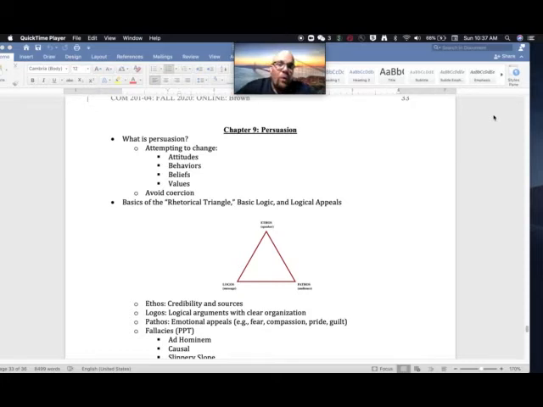And so we want to make sure that we're aware that that is something that can happen, and we want to make sure that we don't let that happen because we balance out ethos, logos, and pathos.